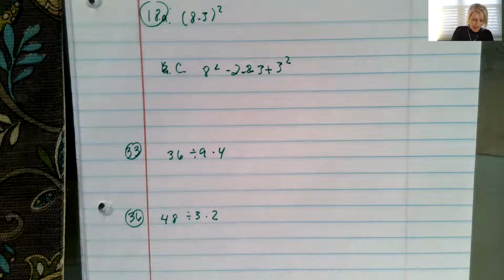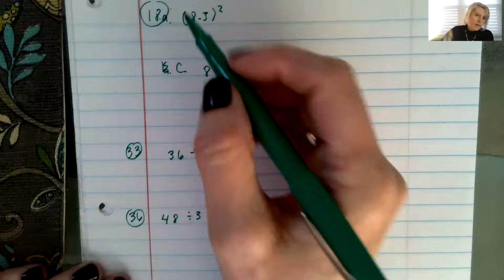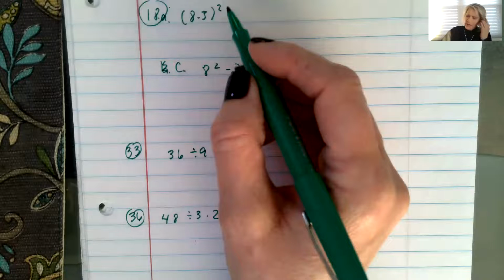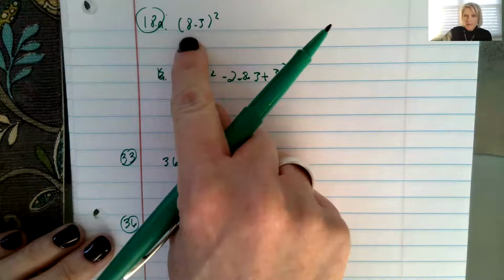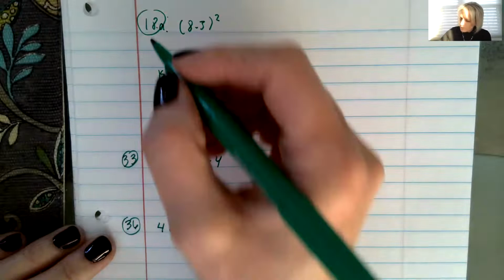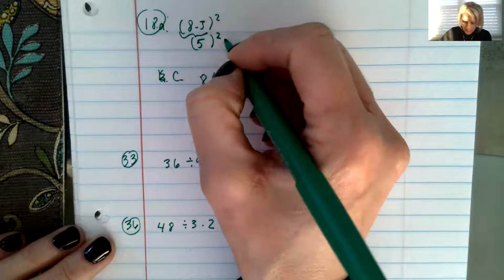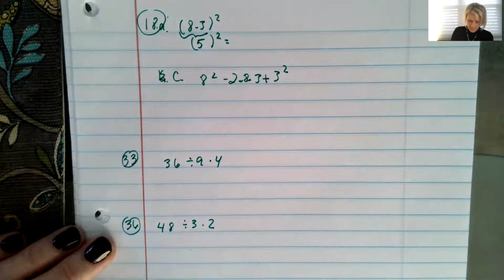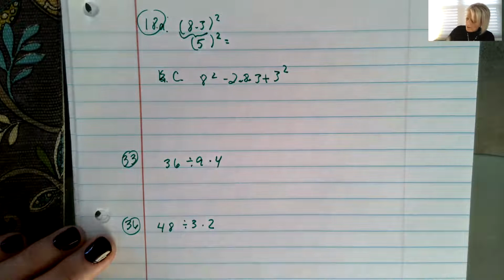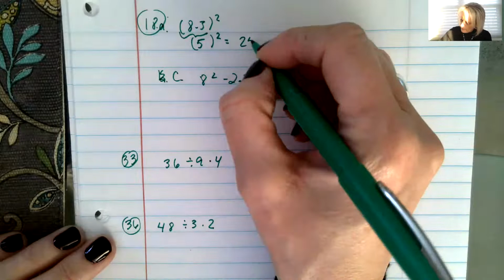So 18a, we have in parentheses 8 subtracting 3 squared. And because the parentheses comes first in our order of operations, we're going to do that first. So this is going to be a result of 5 squared, and then that will be 25.